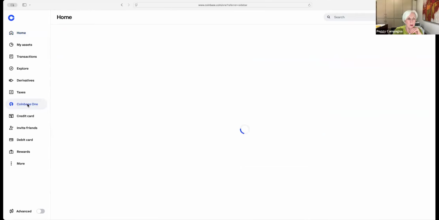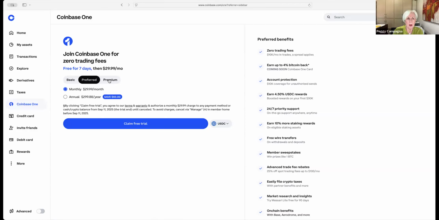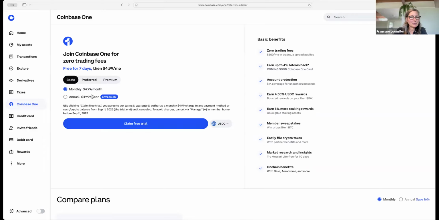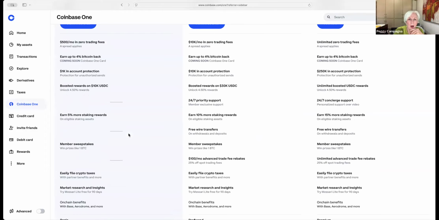Okay, and then to go to Coinbase One, I just click here and do a free trial. Yeah. Is that the one you do, the annual? Well, it depends if you want to pay all at once. Usually you save $10 if you do that. The basic or the preferred, or does it matter? Well, you can see what each of those levels offers you if you compare plans on the right-hand side. Yeah, the trading fees here, unlimited trading.